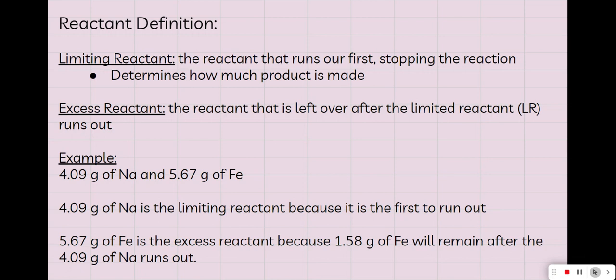And so back to our numbers. When we had 4.09 grams of Na and 5.67 grams of Fe, we knew that our Na was our limiting reactant, and we subtracted 5.67 minus 4.09, and we got 1.58 grams. So this tells us that after our 4.09 grams of Na runs out, we will still be left with 1.5 grams of Fe. That's going to remain, and so that's our excess reactant, the Fe.